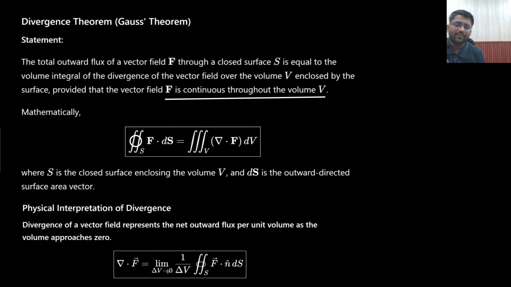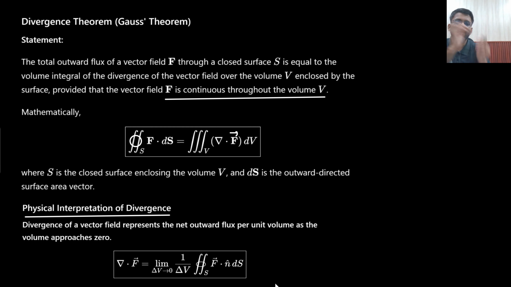Now, what do you think? What is the meaning of divergence then? So, what is this? This is the flux. So, divergence is nothing but flux per unit small volume. The divergence of a vector field represents the net outward flux per unit volume as volume approaches 0. Total flux per unit volume. That's it. This is the meaning of divergence.